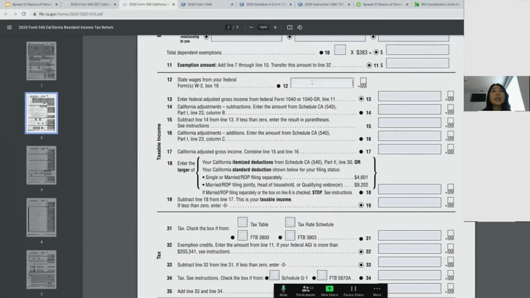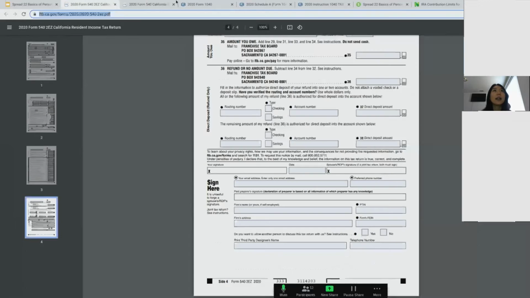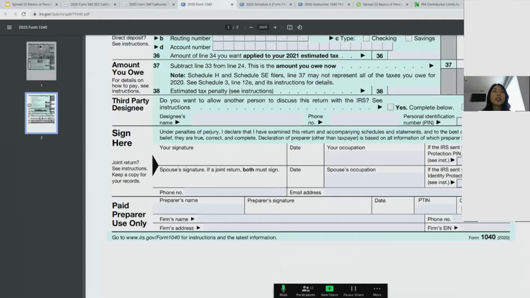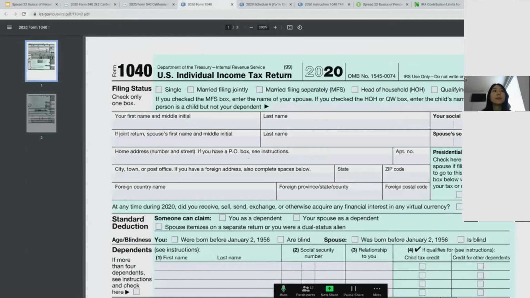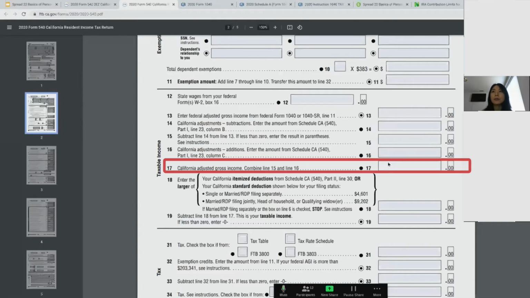And state wages here. And then basically California starts their calculation by taking the federal AGI. So take your line 11, which is your AGI from your federal tax form, and pop it in over here. And then anything that needs to adjust between federal and California, you just put them as adjustments here. And then you would get your California adjusted AGI.